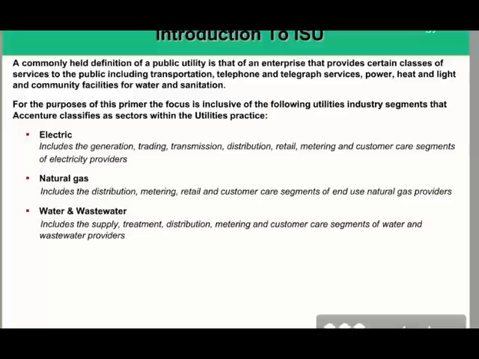Utility means the services like transportation, telephone, telegraph, electricity, natural gas, water and wastewater. But for all practical purposes, when we say SAP ISU, we actually mean electricity, natural gas and water and wastewater services.